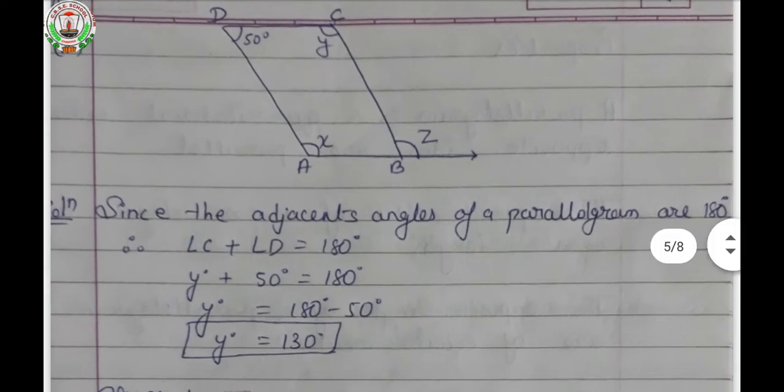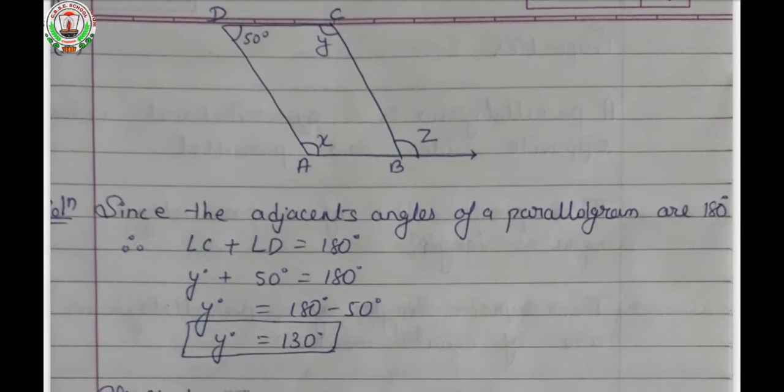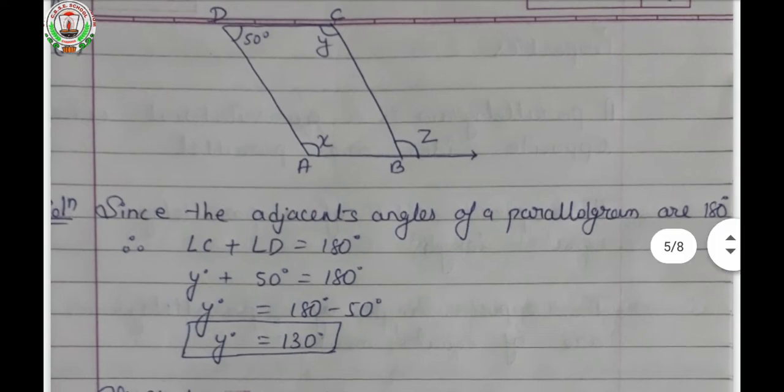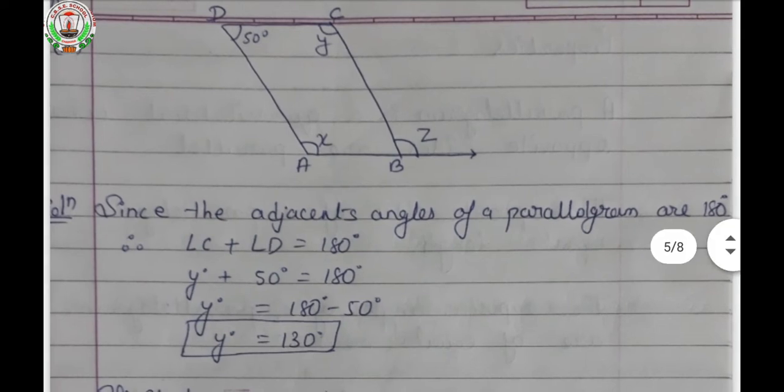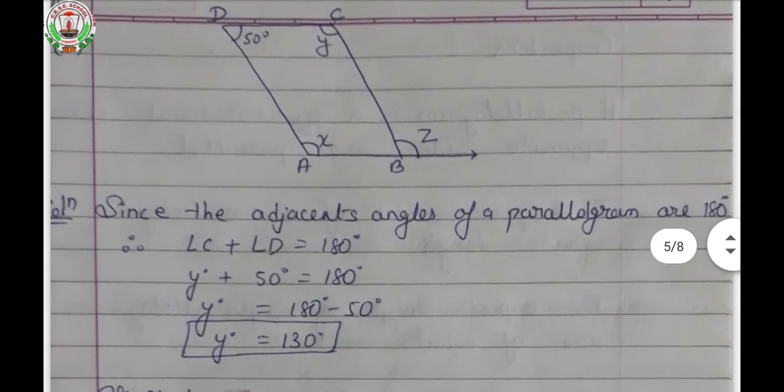While transposing 50 from the left hand side to the right hand side, it becomes minus 50, isn't it? So Y is equal to 180 minus 50. When 50 is subtracted from 180, it becomes 130 degrees. Therefore, what is the value of angle Y we are having?